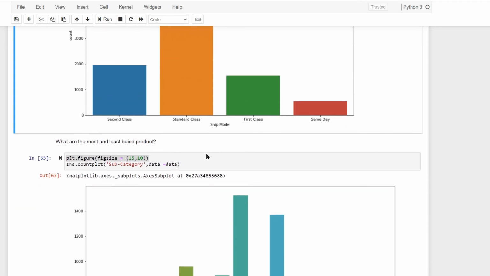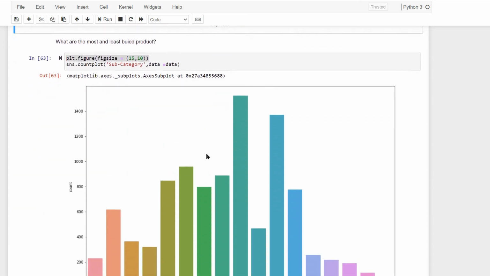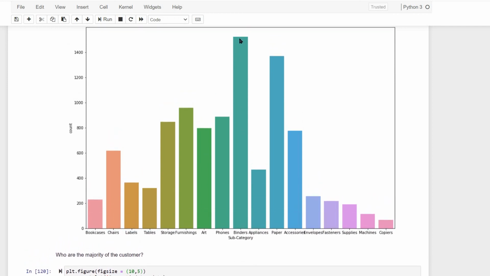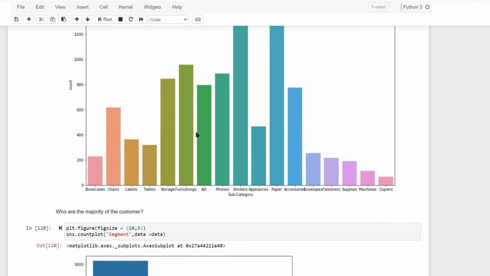What are the most and least bought products? The most bought product is binders. This is the highest building. People are buying this so much, and the runner up is paper. The least bought is copiers, and second runner up is machines. Then these buildings: storage, furnishings, art, and phones. These are famous among people as well. They're buying them as their majority as well.